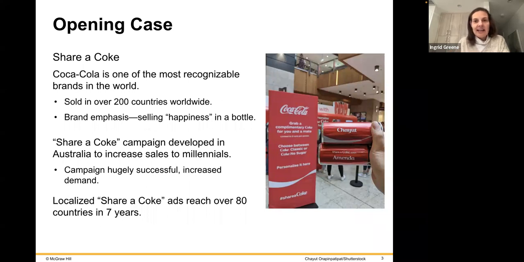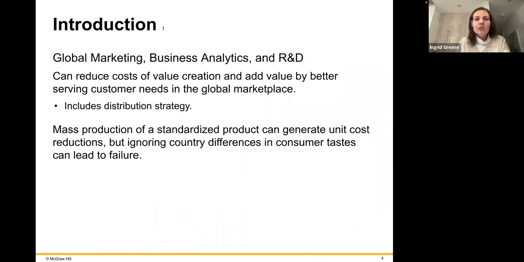Again, a really nice way to illustrate how you take one product that's been around for decades and now shift it for different markets. So that's exactly what we're going to talk about today: global marketing, business analytics, which is highly linked to marketing, and R&D.